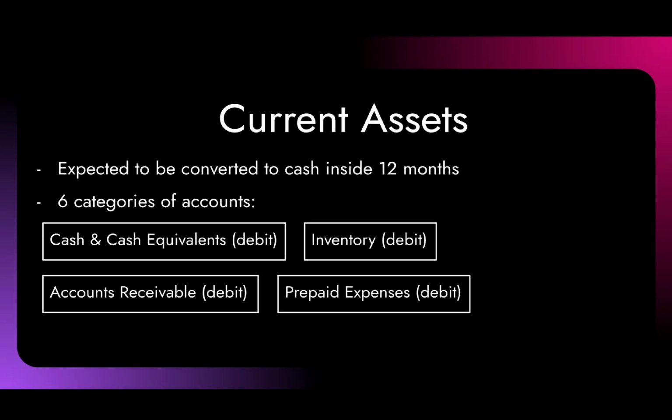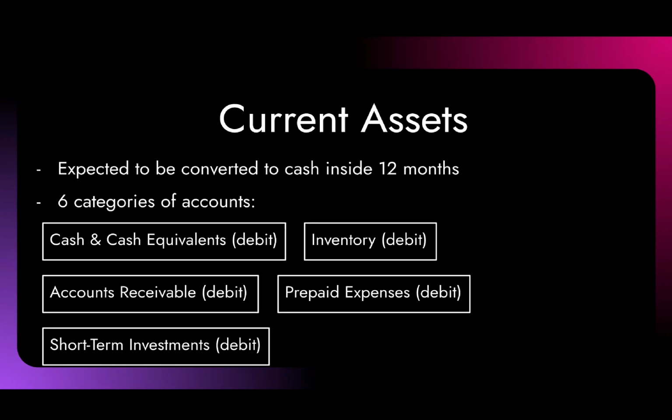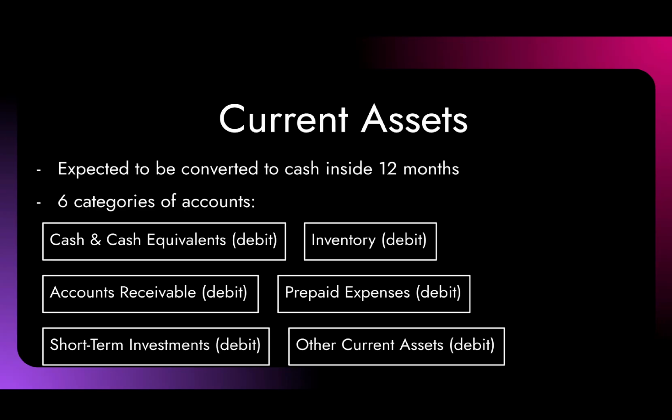You have your prepaid expenses. So let's say you prepaid an entire year worth of rent. So that will be the category to use in this case. You have your short-term investments. So any sort of financial instrument that is short-term and can be, once again, converted to cash within a few months. And then you have a catch-all category. So anything that might not be represented by the past 5 categories, you can just use other. So that wraps it up for current assets.